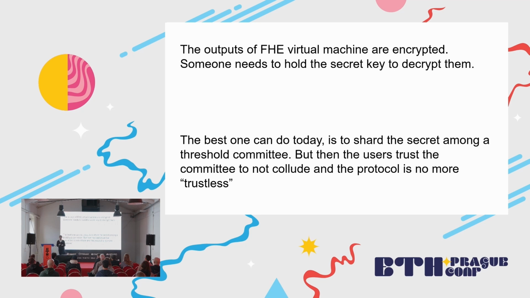The virtual machine that we built using fully homomorphic encryption needs someone to hold the secret key. The best that you can do today is take the secret key and shard it among a threshold committee. So you have multiple servers that hold some shard of the secret key, and as long as these servers don't collude, everything is secure. But the moment they collude, things break. So that's the best we can do at the moment with FHE, and we need to get around this problem.